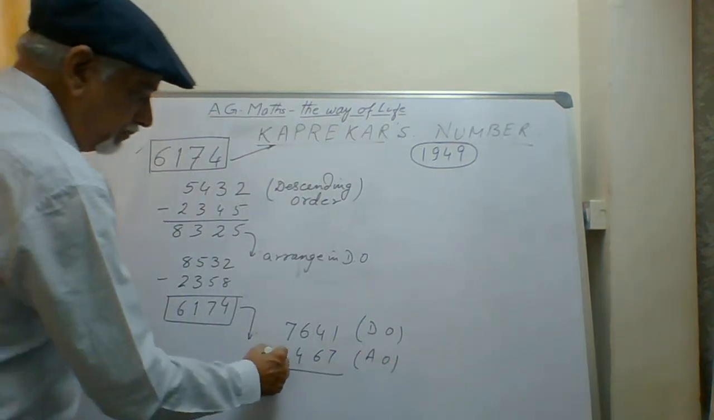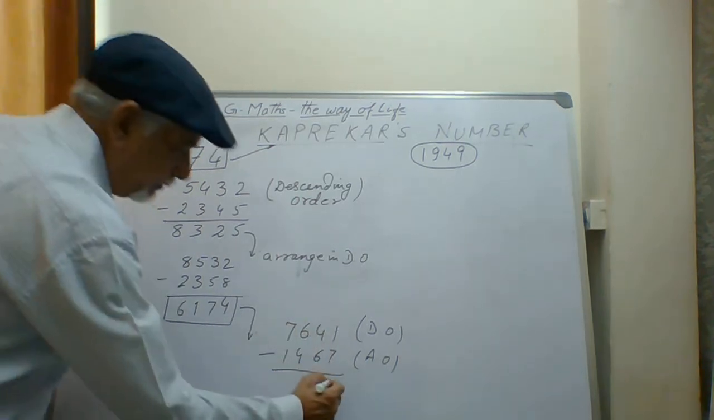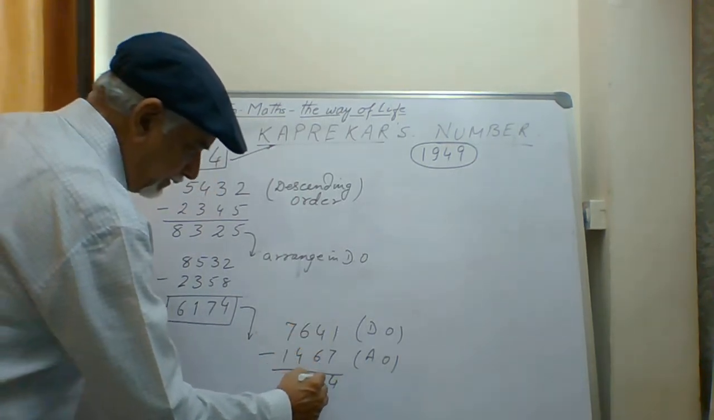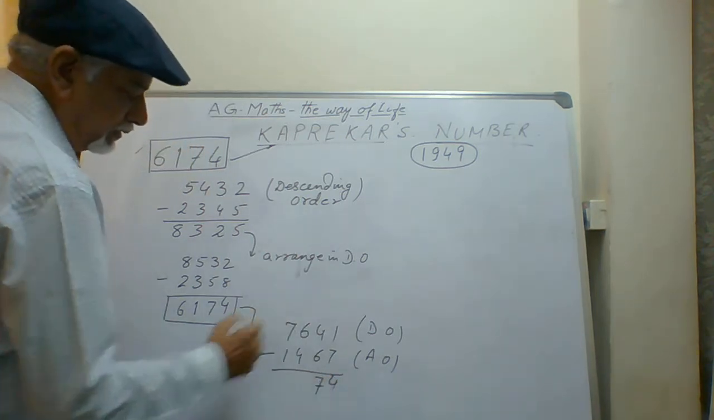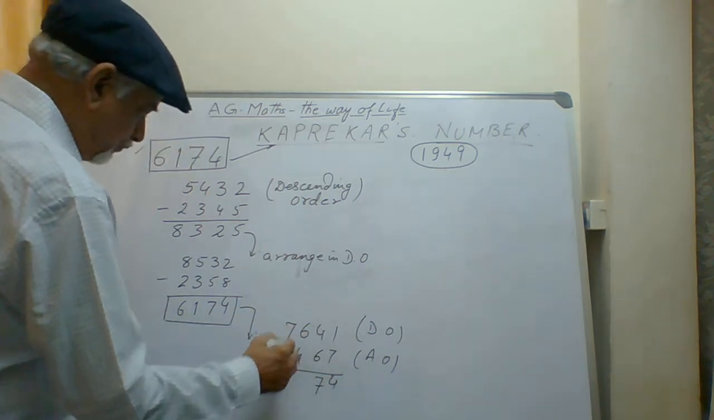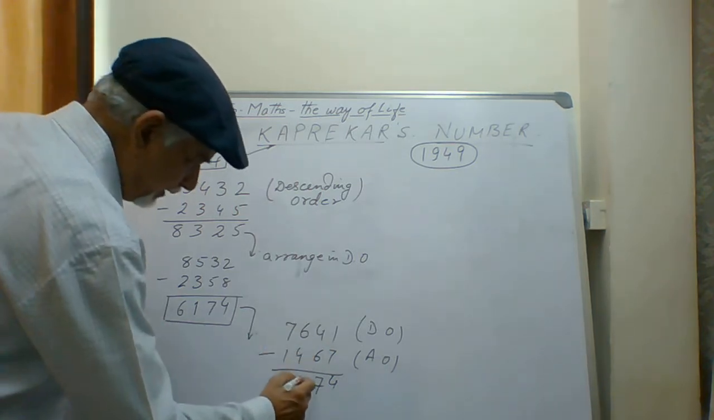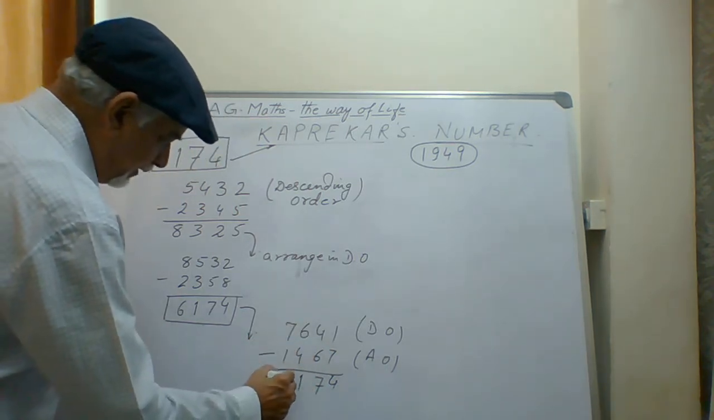Take the difference. 11 minus 7 is again 4. This is 3. 13 minus 6 is 7. This is 3. 13 minus 4 is, no, this was 5. So 5 minus 4 is 1 and 7 minus 1 is 6.